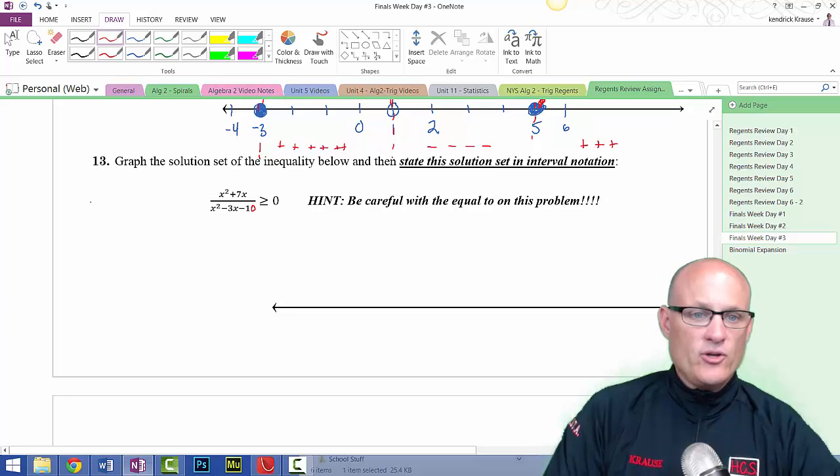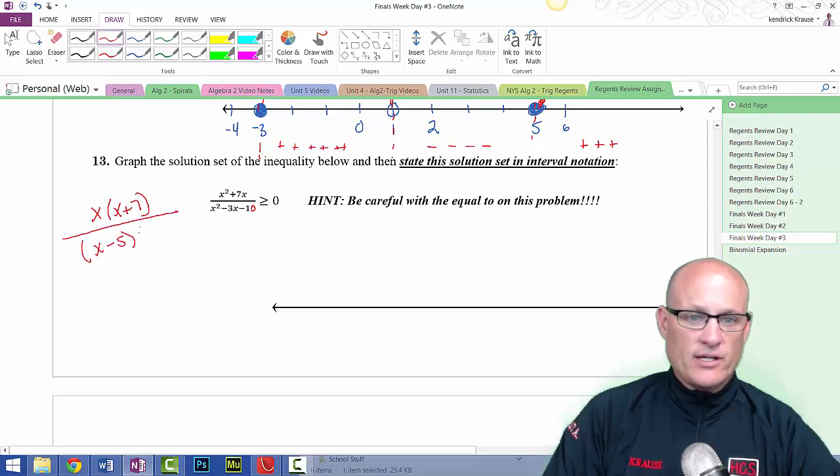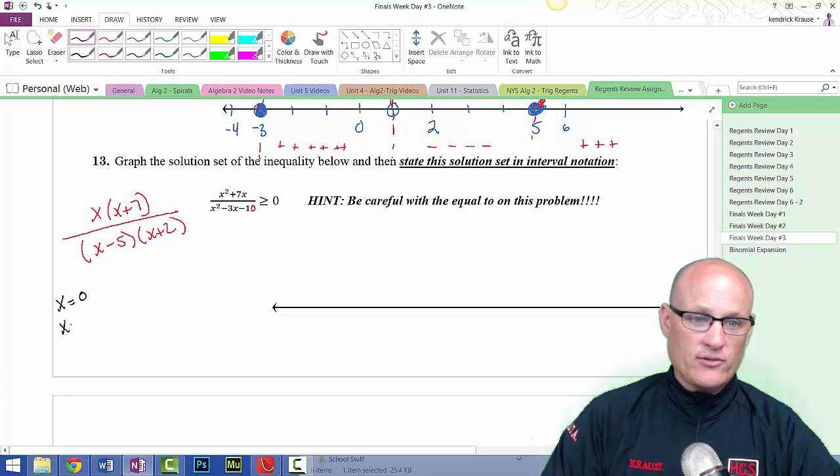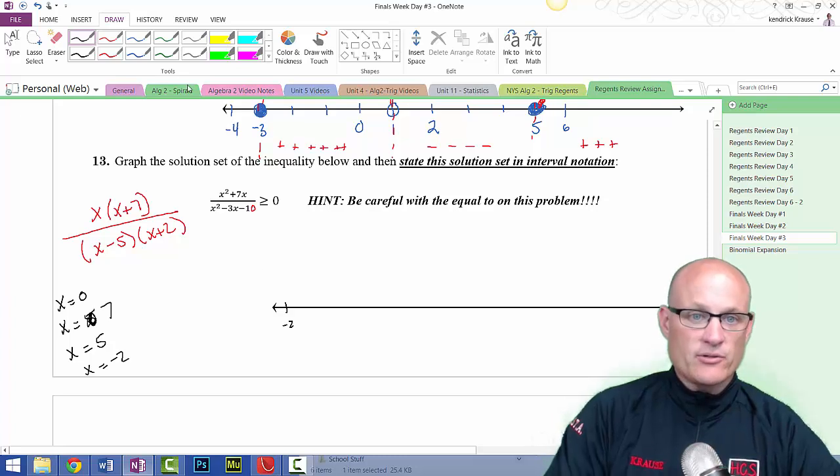Okay, so in the numerator, if I factor it, I get x times (x plus 7) all over (x minus 5)(x plus 2). So in this case, I actually have 4 critical numbers. x equals 0, x equals 7, x equals 5, and x equals negative 2. So I've got to go from negative 2 to 7. So negative 2, let me do this in red.